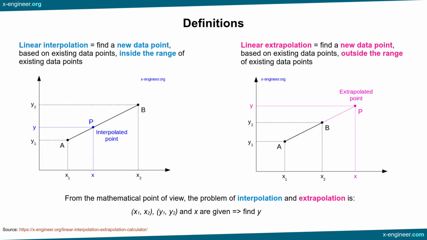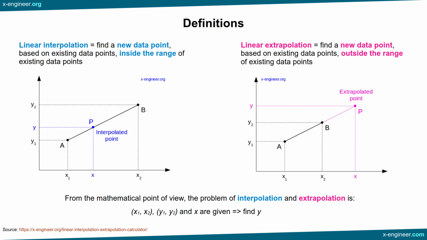Now, let's define two fundamental concepts, linear interpolation and linear extrapolation. Linear interpolation is the process of determining a new data point within the range of existing data points. Given two known points, we estimate an intermediate value along the straight line connecting them. In the graph on the left, point P is an interpolated value between points A and B, meaning it lies within the known data range.